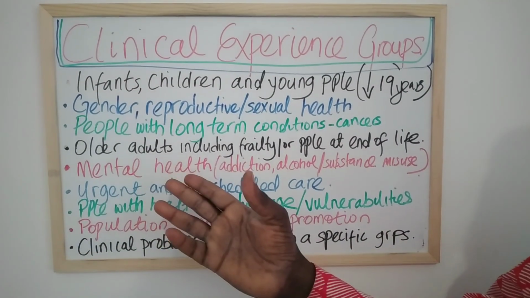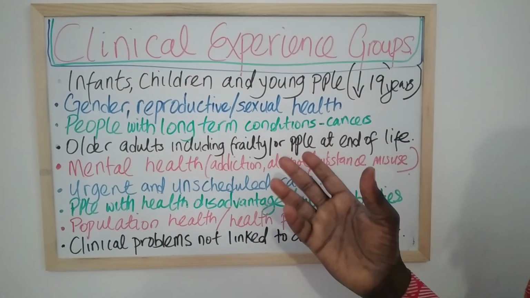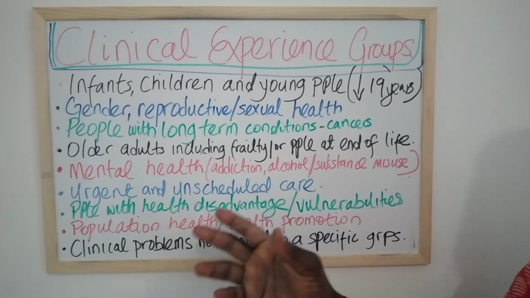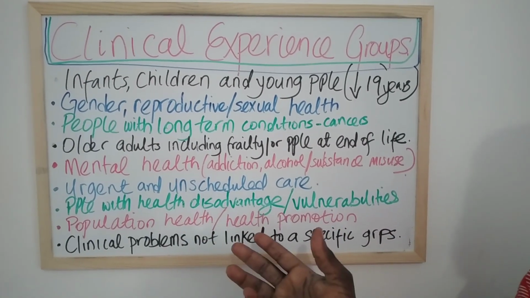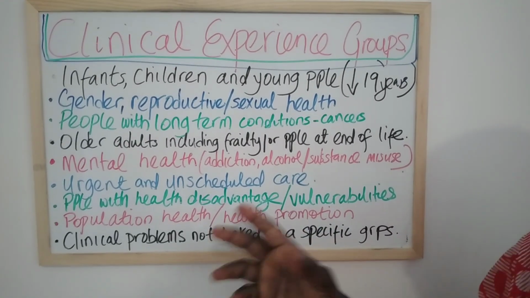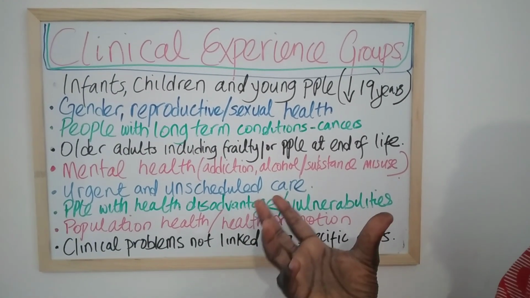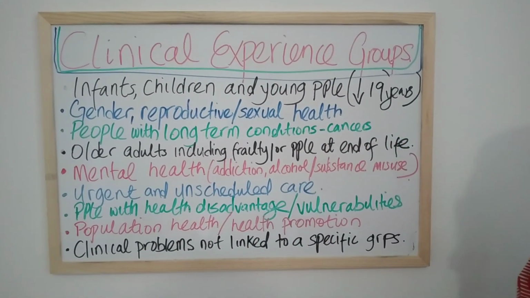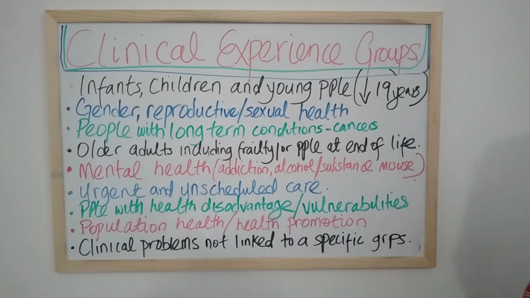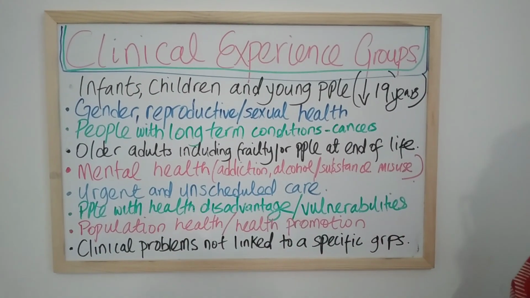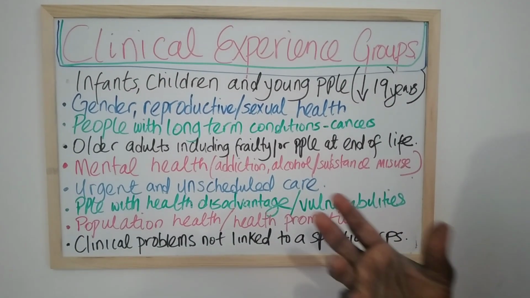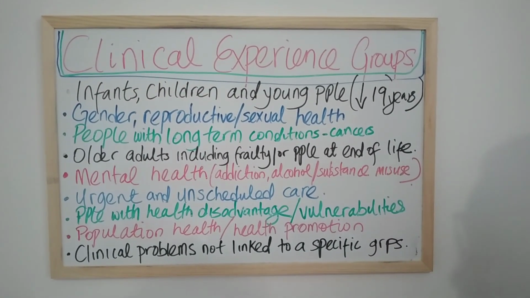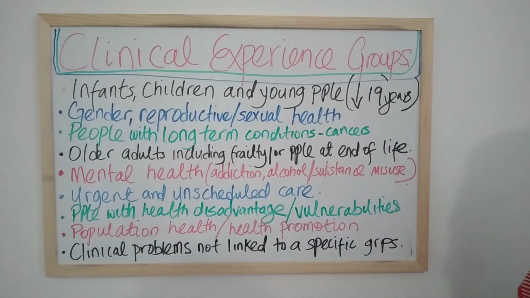The older adults, including frailty or people with end of life. The word actually simply explains itself. It just means that anytime you see patients of this kind, you choose them as part of the group in your entry. Then mental health: anybody with depression, anybody with alcohol or substance misuse, addiction, any of those things, that is where you would categorize them.